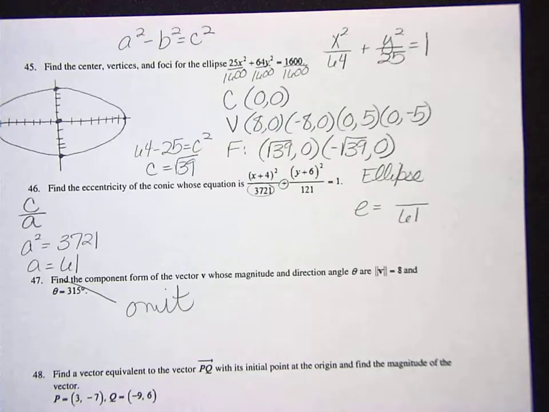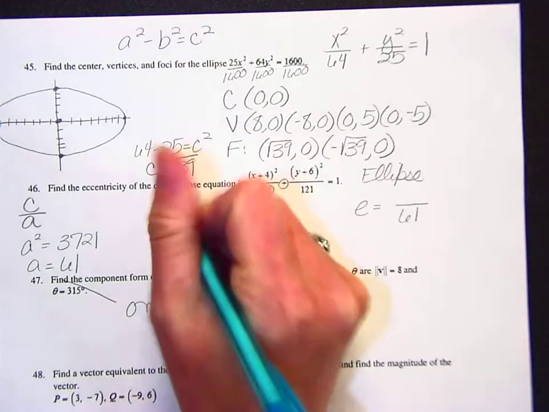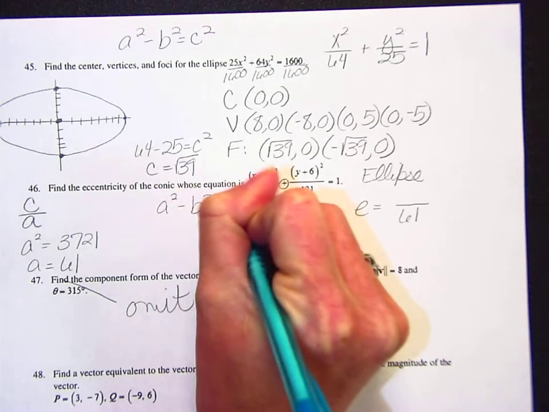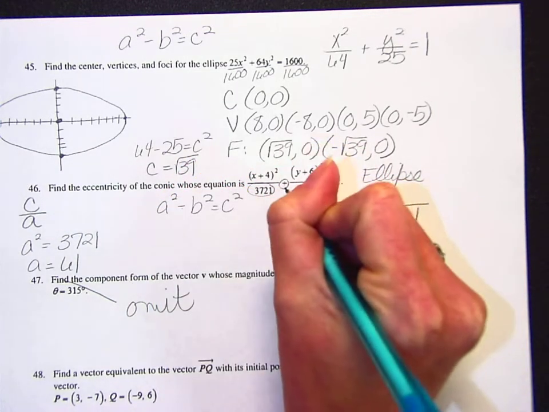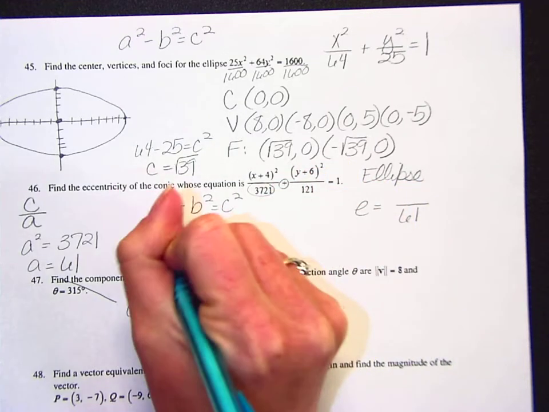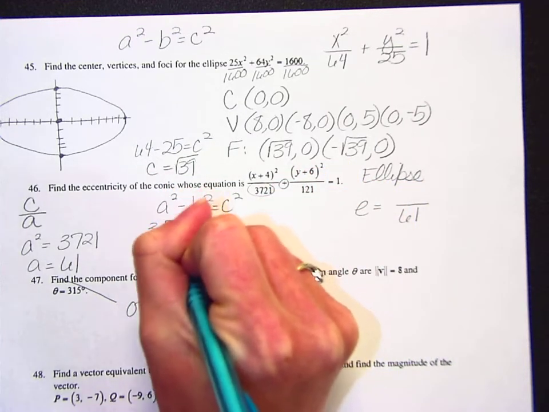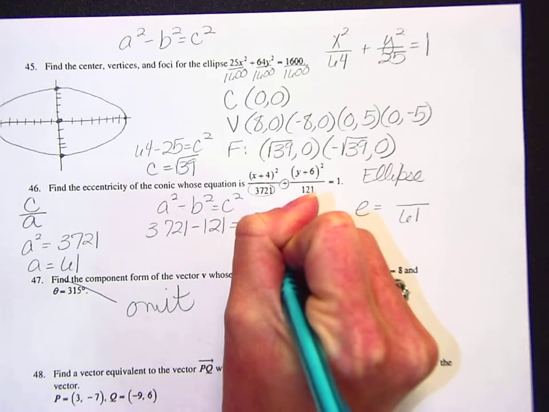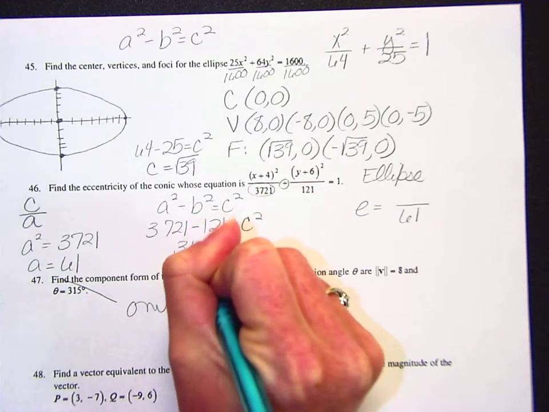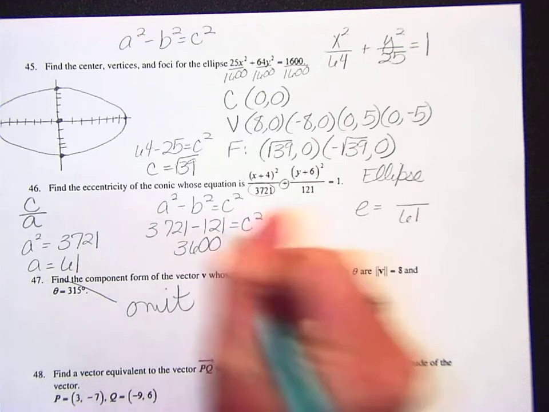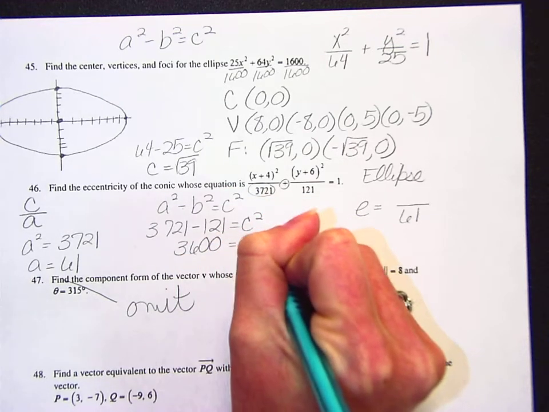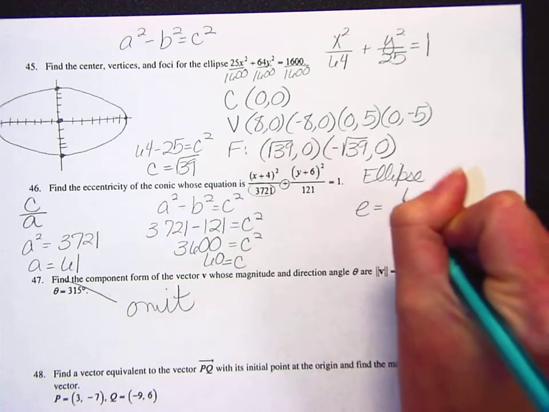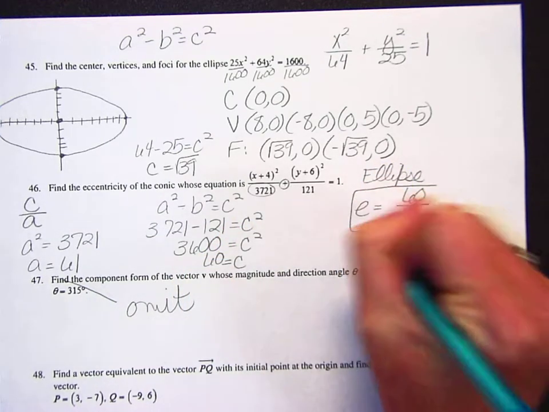All right, then to find C, since I'm working with an ellipse, I'm going to use A squared minus B squared equals C squared. So opposite sign here than you have here. So that's going to give me A squared, 3721, minus B squared, 121, equals C squared. So that's going to give me 3,600 right there is equal to C squared. So the square root of that, C, is going to be 60. So my eccentricity is going to be 60 over 61.